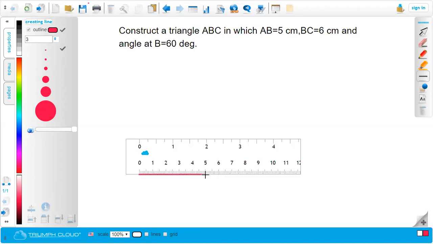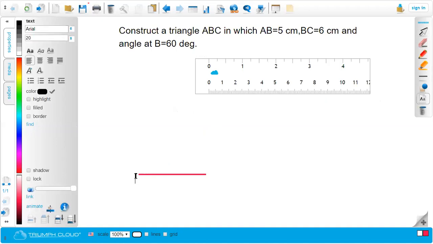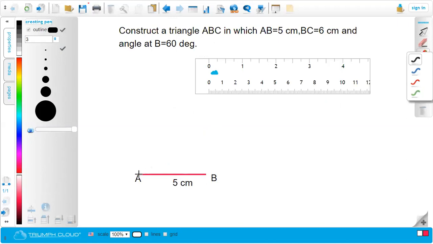This is the line segment of length 5 centimeters. Here we first made one side. Let's say this is the side AB. This is side AB, which is given here as 5 centimeters long. Let's mark the end points A and B.